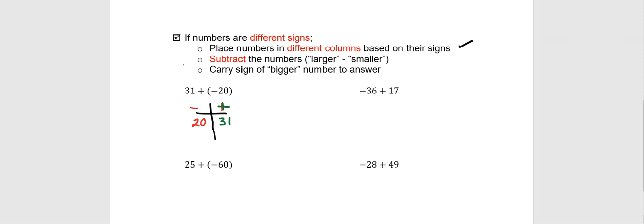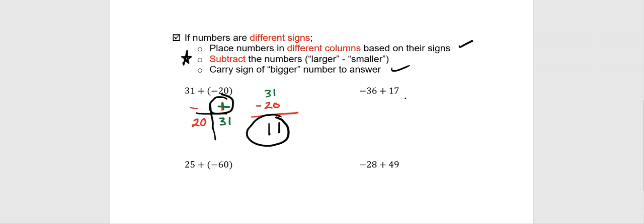And this is key here. Now we subtract the numbers, but taking the larger number, in this case 31, and subtracting the smaller number 20 from it. And when we do that, we will see that we get 1 minus 0 is 1, 3 minus 2 is 1, and we just make sure that we carry the sign of the bigger number. So I know my sign is positive. We know when we write positive answers, we do not have to worry about putting a plus sign in front. So we know our final answer is 11.